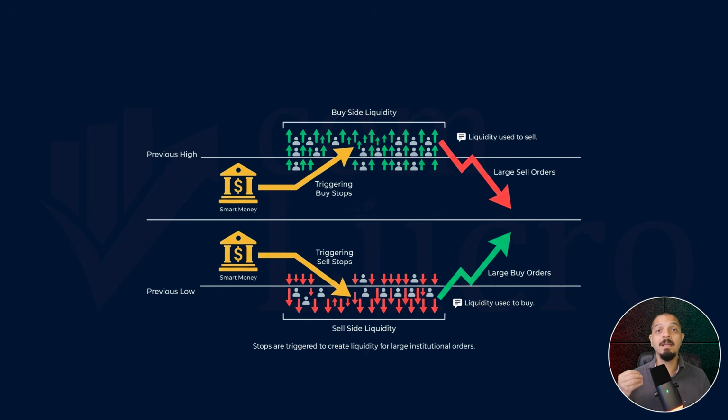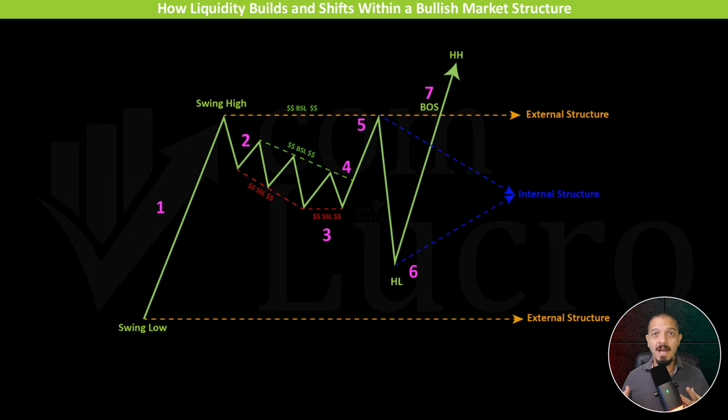A similar concept can be applied to sell-side liquidity, where smart money triggers sell stop orders and stop losses below support levels to generate liquidity for their large buy orders. Now, I'm going to explain one of the most important concepts every trader must understand, because it lies at the very core of market structure and liquidity. If you're new to market structure, we strongly recommend watching our market structure video here on the channel before continuing.